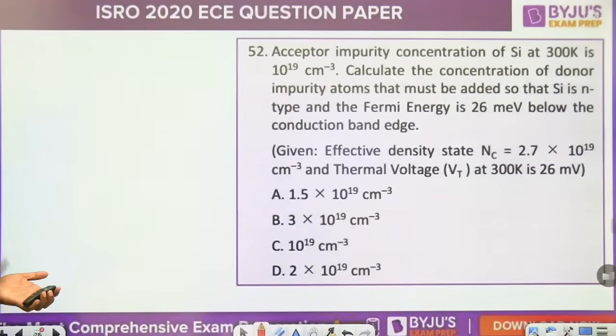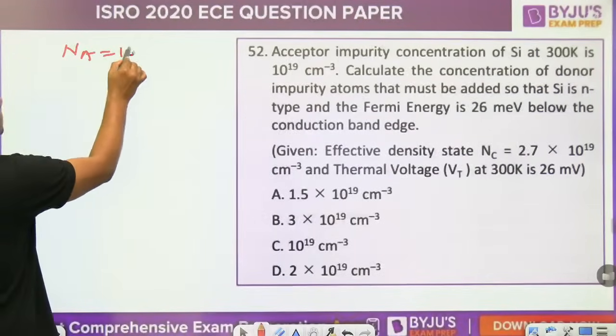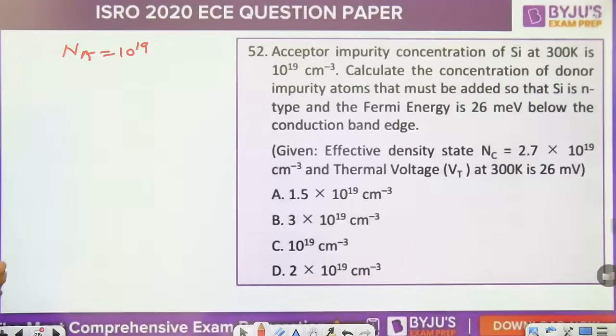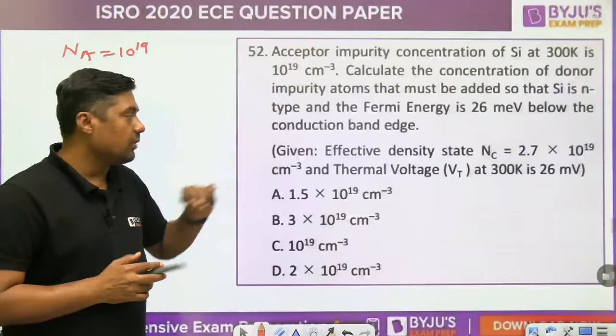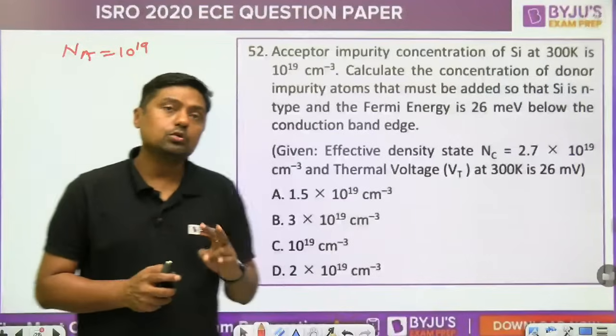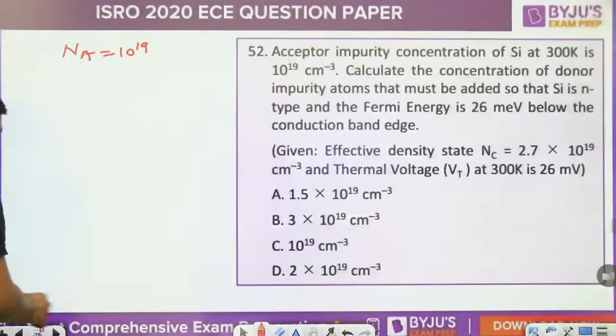Acceptor impurity concentration of silicon at 300 degree Kelvin is 10 to the power 19. Acceptor means Na. Calculate the concentration of donor impurity atoms that must be added so that the silicon is N-type and the Fermi energy is 26 millivolt below the conduction band edge. Effective density of states is given, thermal voltage is given. Okay, two things are given here. We have to use the standard formula for this question.